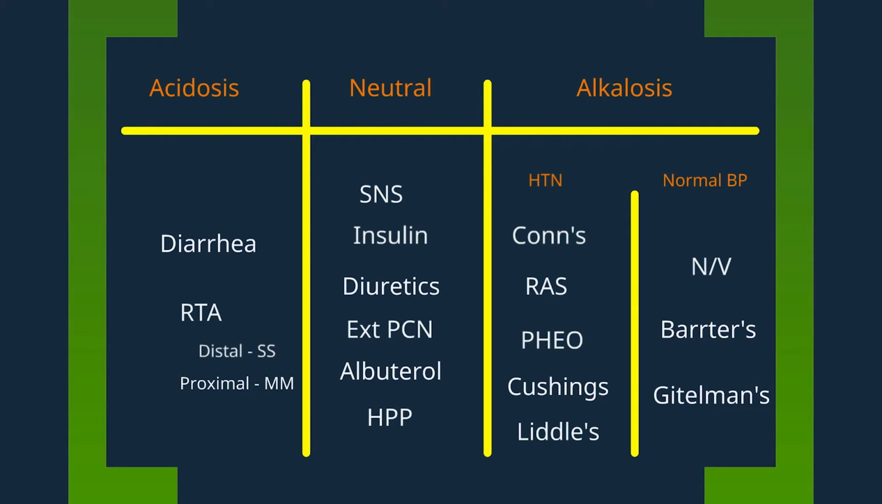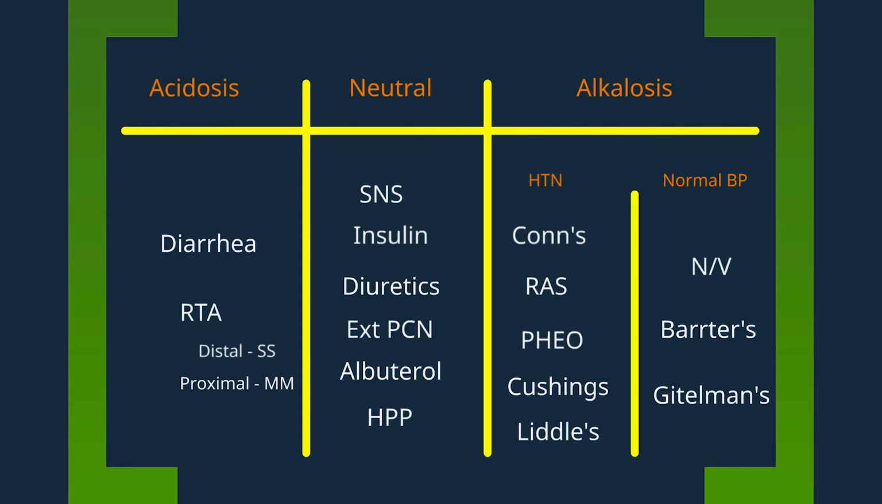Under our neutral causes, there are medications and other states that cause shift of potassium intracellularly. This includes the sympathetic nervous system. When there's increased tone, potassium tends to shift intracellularly. Other medication causes include insulin, diuretics, and the extended penicillins, as well as albuterol.